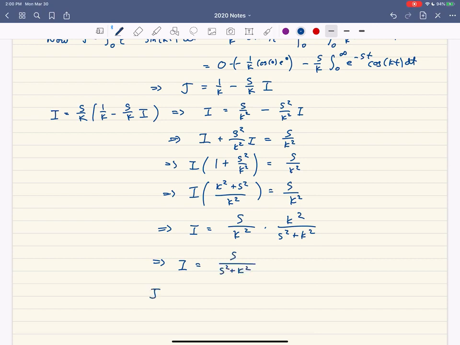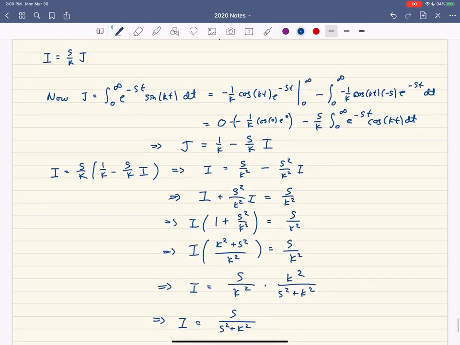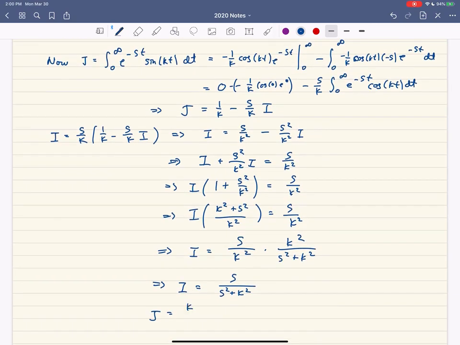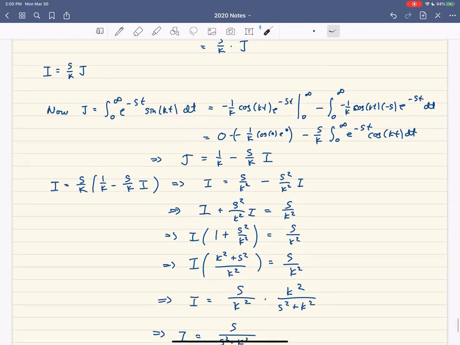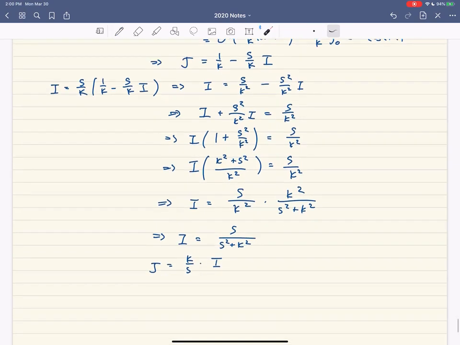And therefore j is k over s times I. If we just go through and solve for j here, j is k over s times I, and that means that j is going to be k over s squared plus k squared.